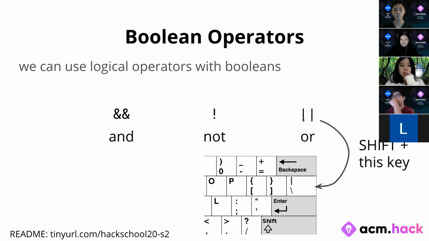When I was first learning this stuff, I did not know what this weird pipe looking thing was. So in case you are also unsure, it's this key. If you press shift at the same time, then you get this straight line.